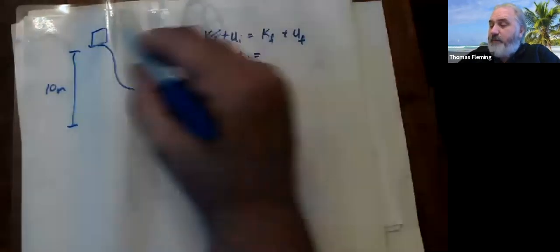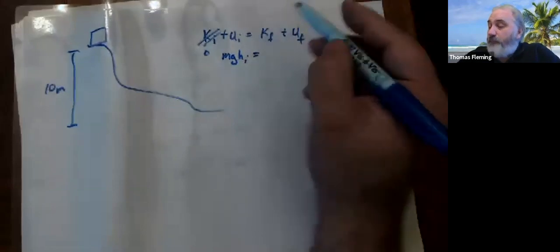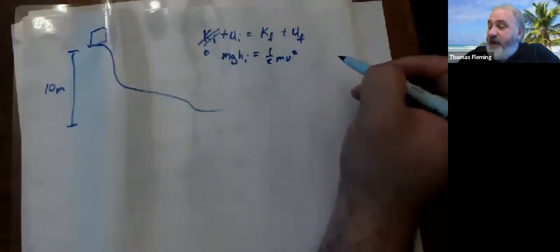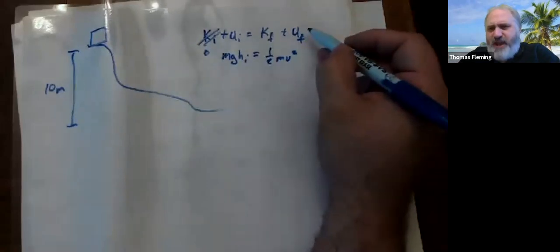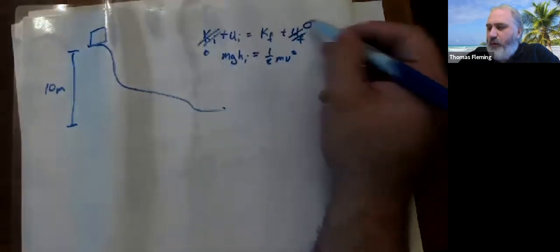Now, at the bottom of the slide, it's going to have some kind of speed, so K final is not going to be 0 anymore. It'll be 1/2 mv squared. And U final is going to be mgh, but down here it's at a height of 0, so h is 0, that takes that whole thing away.